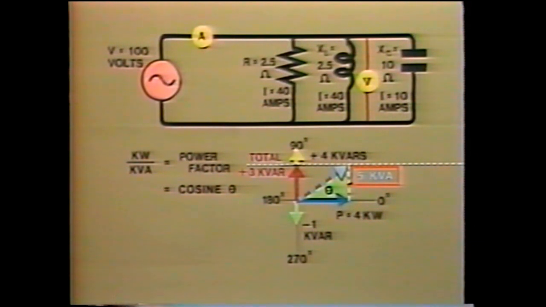So, what is the power factor in our example? Well, the power factor equals the true power, 4,000 watts, divided by the apparent power, 5,000 volt-amperes, and this comes to 0.8. Now, since this is also the cosine of the angle, we can look in our trigonometric tables to discover that where the cosine is 0.8, then this angle will be 37 degrees.